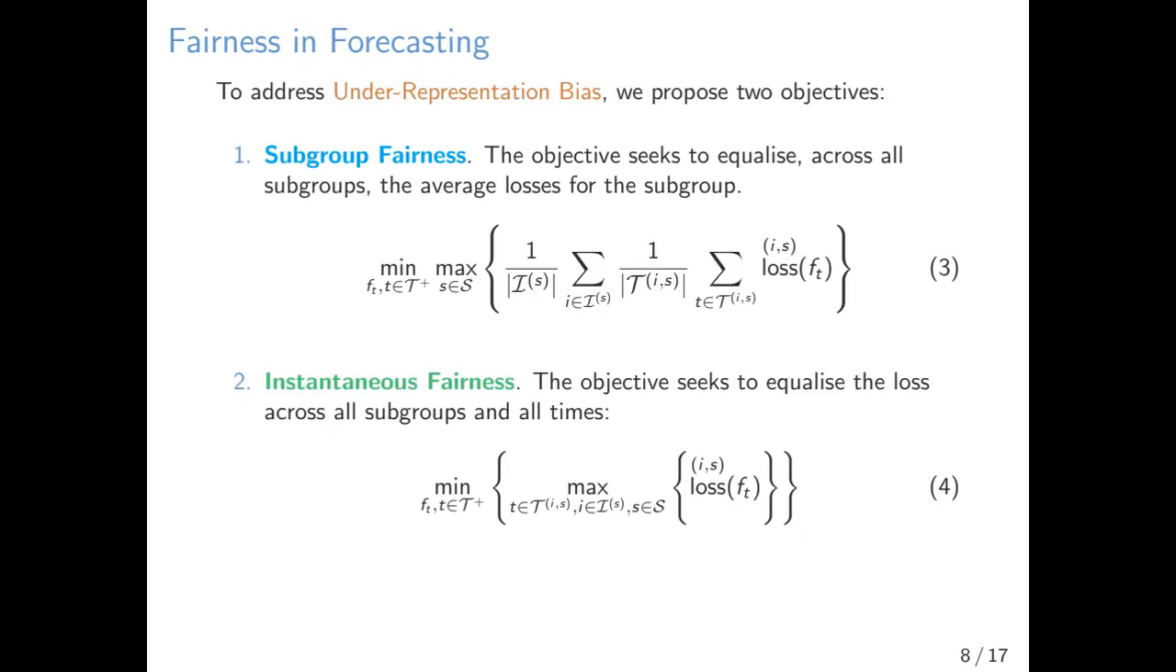Okay. So to address the underrepresentation bias, we propose two objectives which extend group fairness to time series. The first is subgroup fairness. The objective seeks to equalize across all subgroups the average loss for the subgroup. The second is instantaneous fairness. The objective seeks to equalize the loss across all subgroups and all periods.